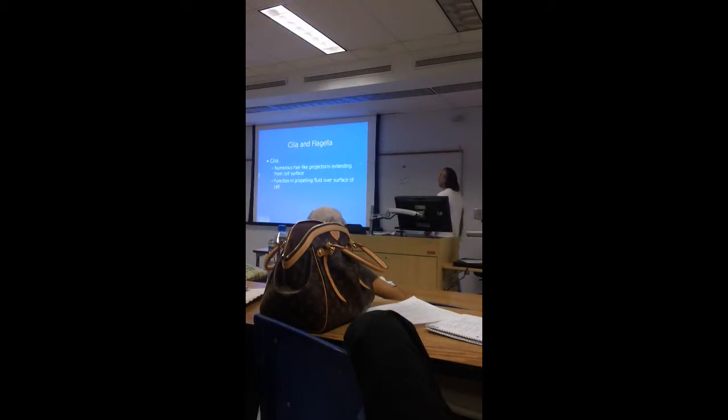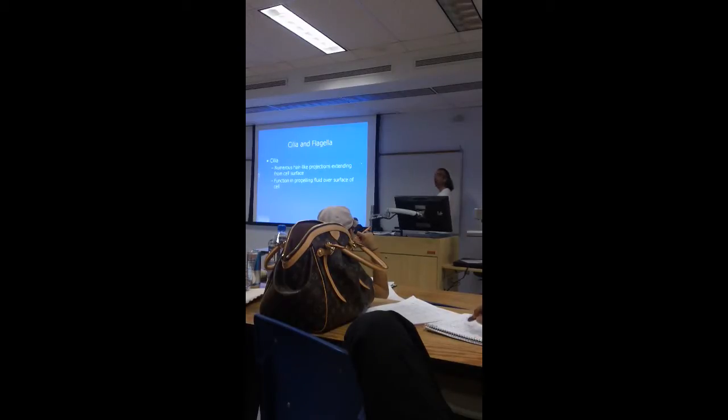Cilia and flagella. Sounds like Roman sisters. If you had twins, you'd need one cilia and one flagella. Cilia and flagella. These are little projections that come off the cell membrane.